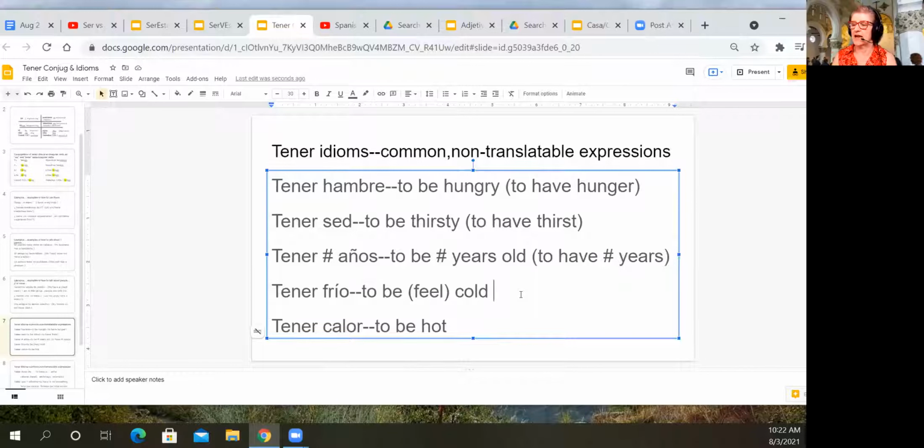Another common tener idiom is tener frío. In Spanish, you don't say, I am cold. And I think she talked about this a little bit in the video. You could technically say, soy frío, but then you're saying, I'm a cold, hard person. And that's not really what you mean. You mean you're cold because you don't have a sweater. You're cold because the temperature is low. Tengo frío, I'm cold. Tengo calor, I'm hot.